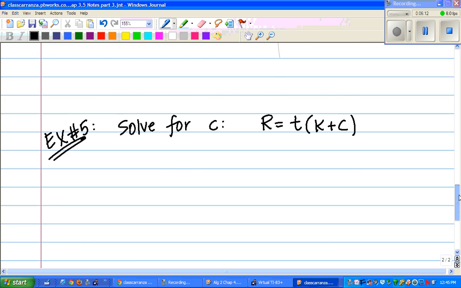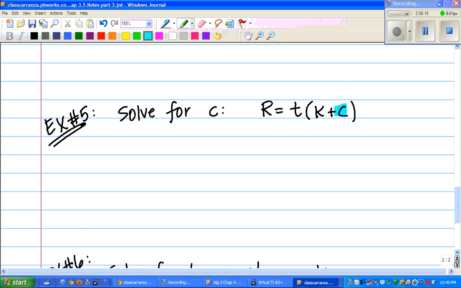All right. C. That's what we're solving for. So the first thing we have to do, we don't distribute. We have to get rid of the t. So I'm going to divide by t. And we're left with r over t equaling k plus c. Now subtract k from both sides. Those cancel. And we're left with r over t minus k equals c.